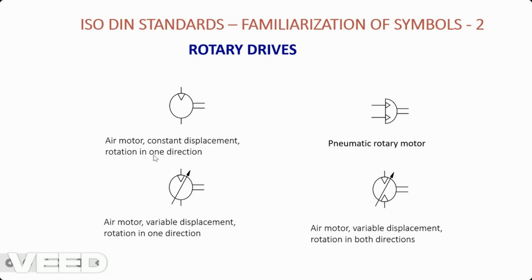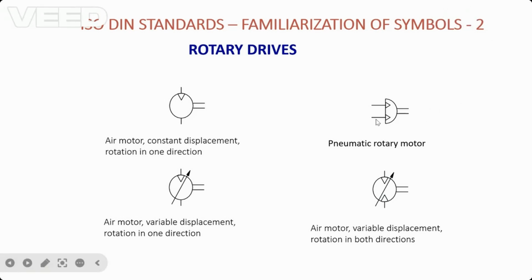The next one we have is the same air motor with variable displacement and rotation in one direction. Here you can see there is an arrow. Wherever there is an arrow, it means variable displacement. Variable displacement means we can control the flow of air passing into or out of the component with the help of a flow control valve, and that can be regulated. With the help of regulation of air pressure, I can control the rotation of the shaft.